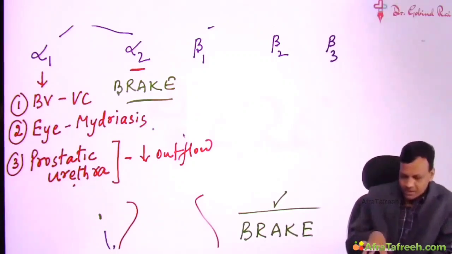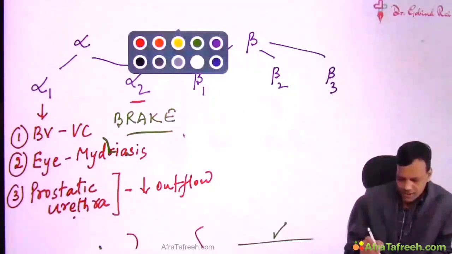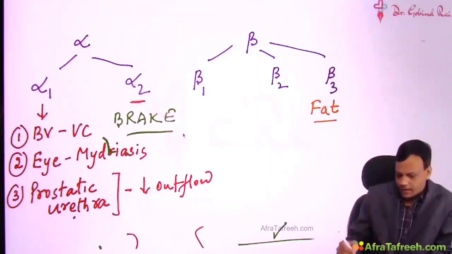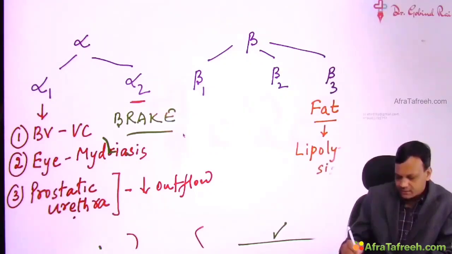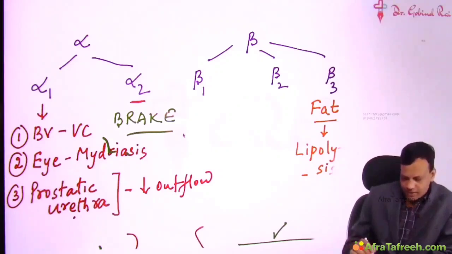Now coming to beta receptors. We have 3 receptors: beta 1, beta 2 and beta 3. Out of these, beta 3 receptor is mainly present on adipose tissue or fat cells, and its main action is to cause lipolysis. We will not study beta 3 receptor anymore. Just remember it causes lipolysis. So effectively we have 2 beta receptors only, beta 1 and beta 2.